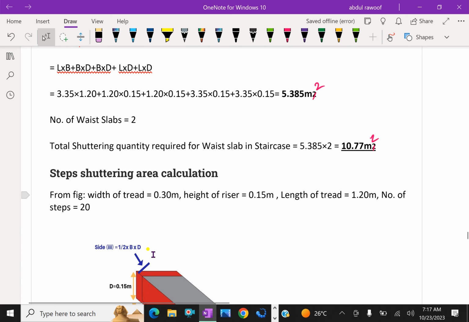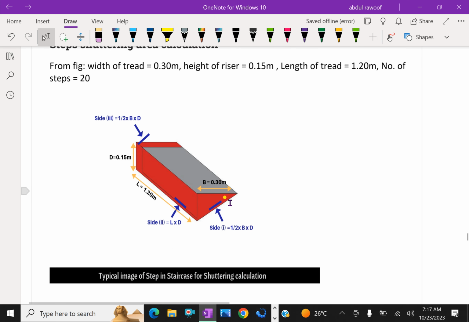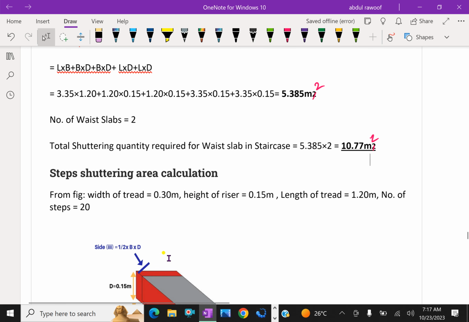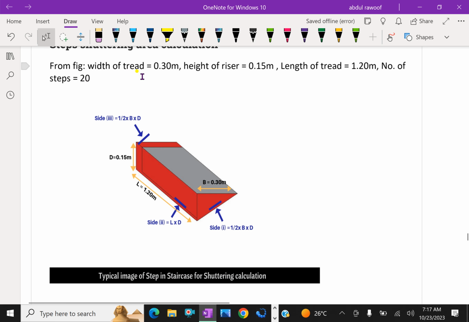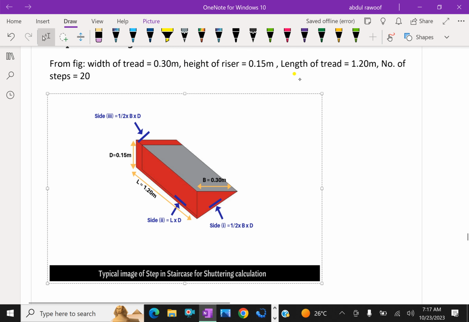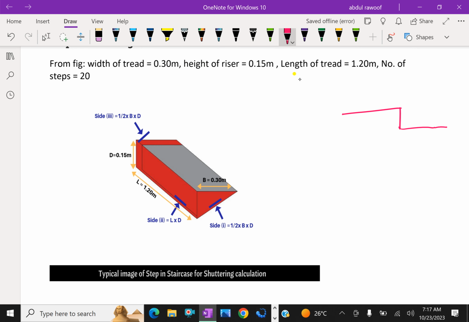Now steps. Look at this figure. Here one step is given. Look at here, width of the tread. Width of the tread is 0.3 meter, and height, riser, is 0.15 meter. That is here, this is 0.3 meter, this is 0.15 meter.